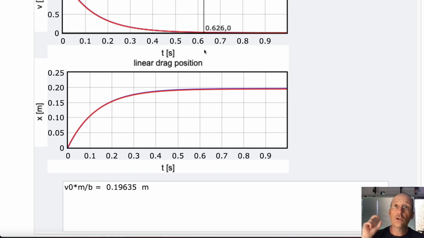I'm going to do two-dimensional linear drag next, projectile motion with linear drag. It's going to be fun. It's going to be based on this, but I'll go over the same stuff again. So hopefully that helps.